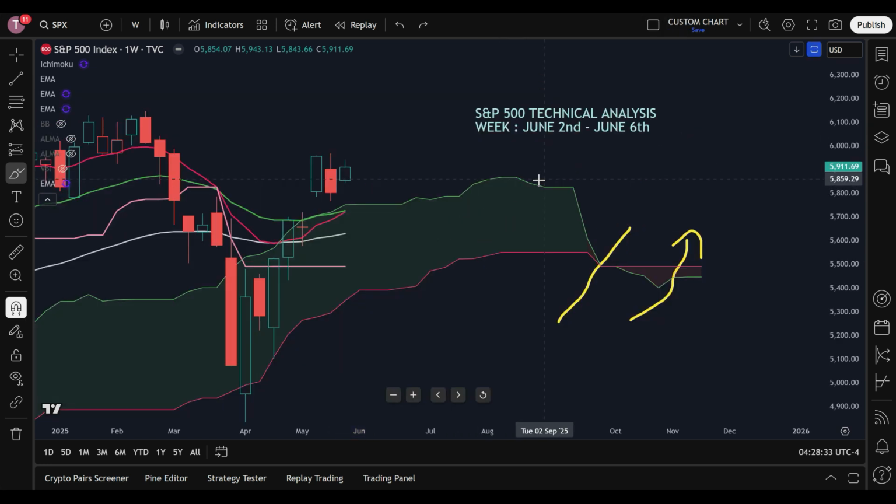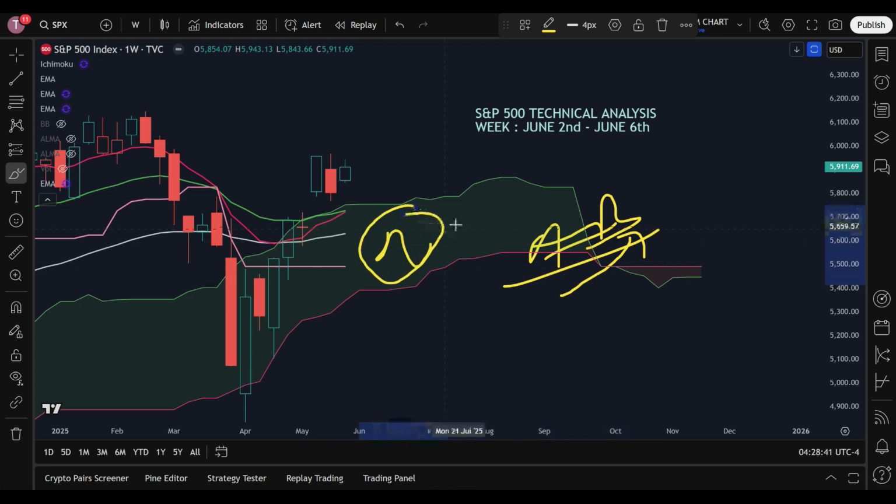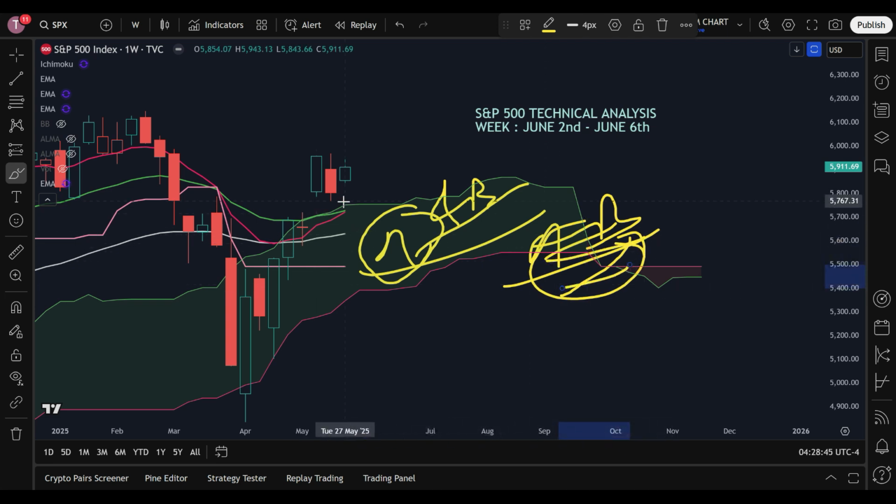In this manner, the S&P 500 is almost bullish. It is almost bullish, but still I will keep it as neutral and bullish, but not absolute bullish, because there is still no clear confirmation of the crossover in the moving averages.